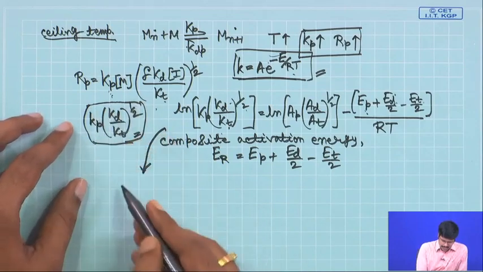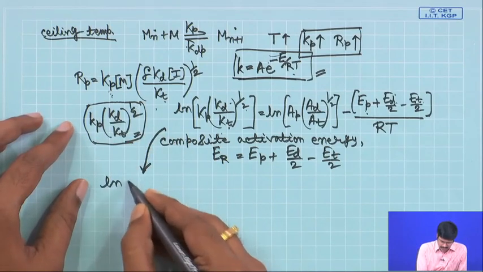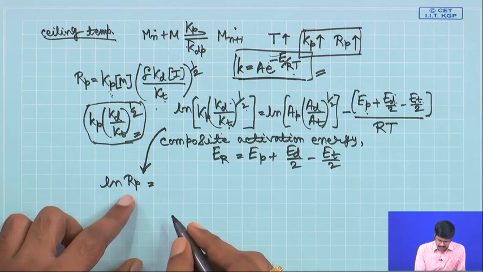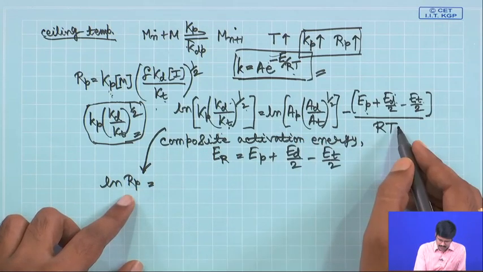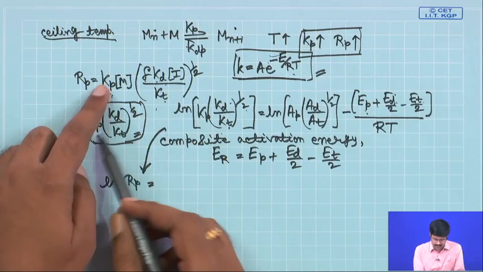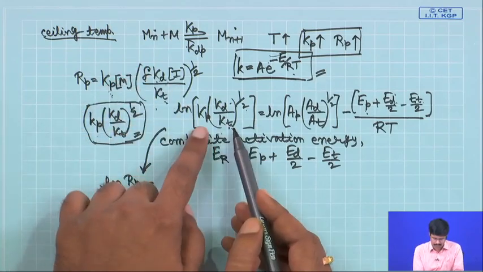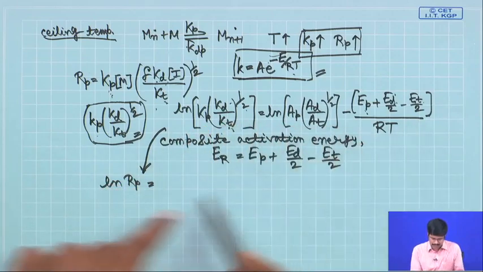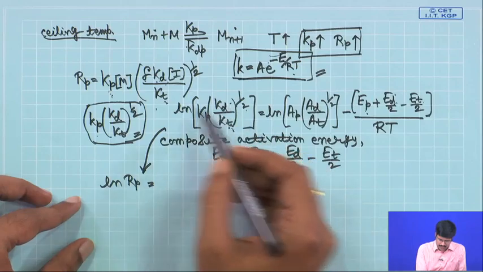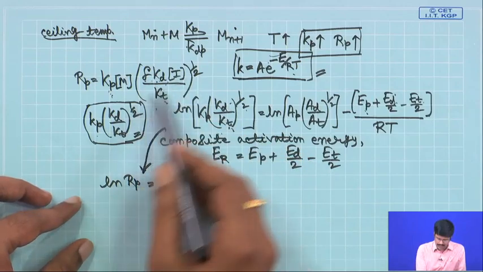Because if you are putting ln Rp on this side, then Rp, ln Rp equals this, and then you have this F Kd, all these expressions are there, because this is (Kp Kd by Kt) to the power half, only that part we have taken here. So, you take ln Rp. That will be considering both this term as well as F and I, that term.